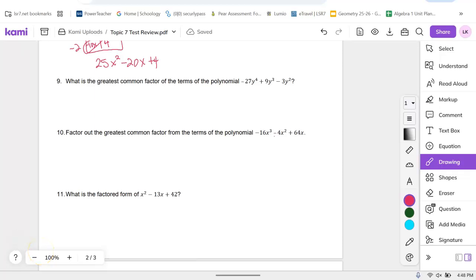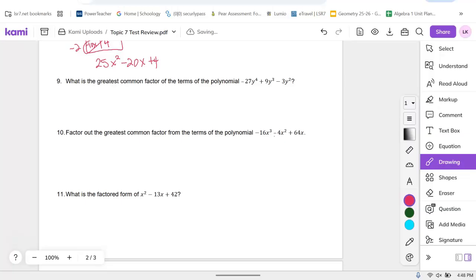Okay, this is Unit 7 review, part 2. Number 9, what is the greatest common factor of the terms of the polynomial negative 27y to the fourth plus 9y cubed minus 3y squared?